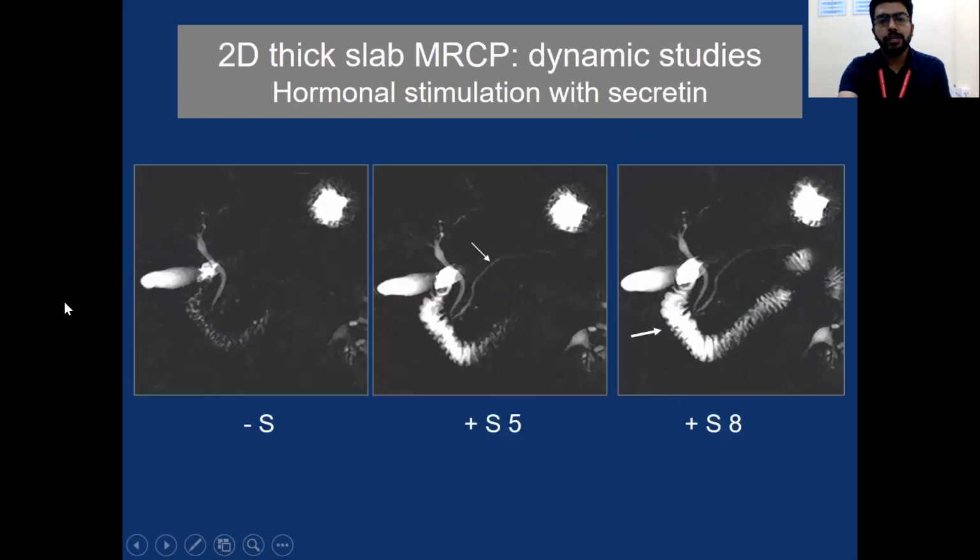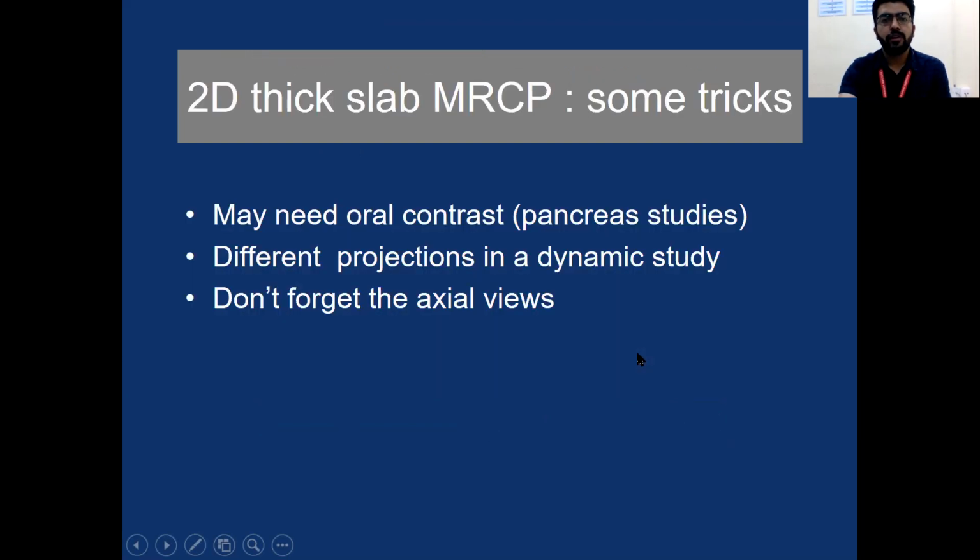These are the 3D reformatted 2D thick slab MRC dynamic studies, where hormonal stimulation with secretin is given, wherein we can see the pancreatic duct. We can now appreciate this is a CBD, this is the ampulla of Vater, this is the duodenum, and we can really appreciate the opening there in the ampulla of Vater.